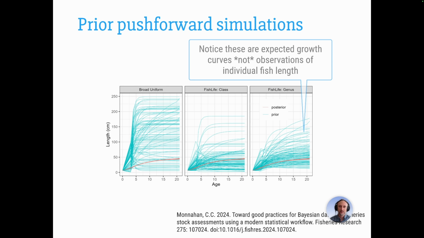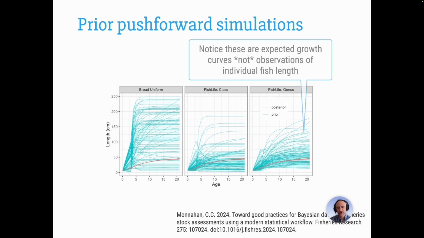So that was an example of prior predictive checking where we are simulating new observations, and the other type we talked about was a prior push-forward simulation. This is an example from a recent paper by Cole Monnahan in Fisheries Research, which is thinking about how to apply those Bayesian workflow ideas to stock assessment. And in this example, he is plotting length against age for a specific fish.